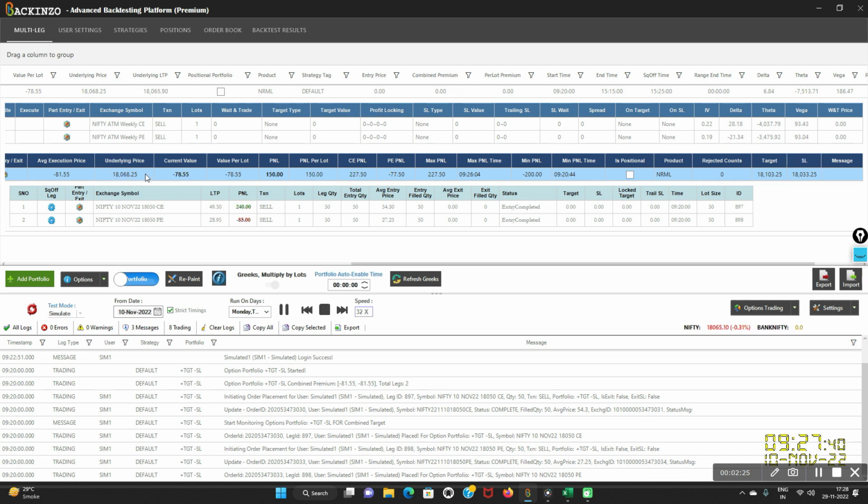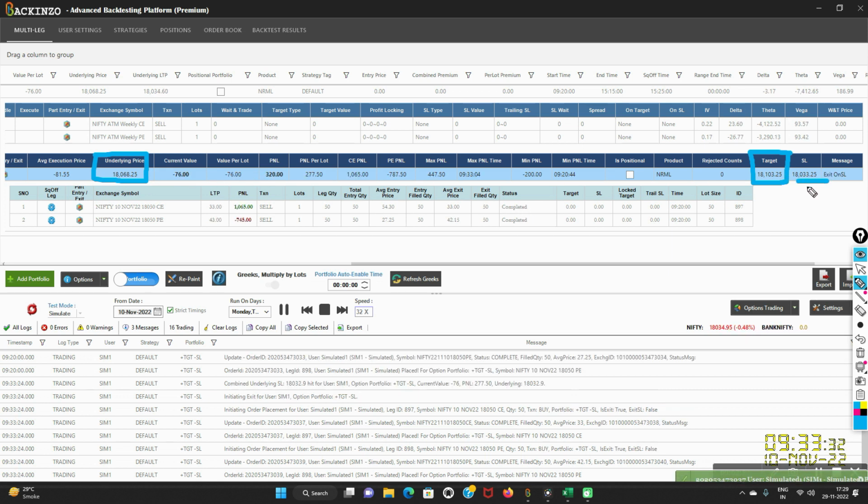So this is the underlying price and this is the target. So target I had set as plus 35 points, right? So plus 35 points of this value, that is 18,068. As you can see that it's a static field. So the target plus 35 points comes out to be 18,103, right? And minus 35 points I have kept as a stop loss. So this is the value, that is 18,033.